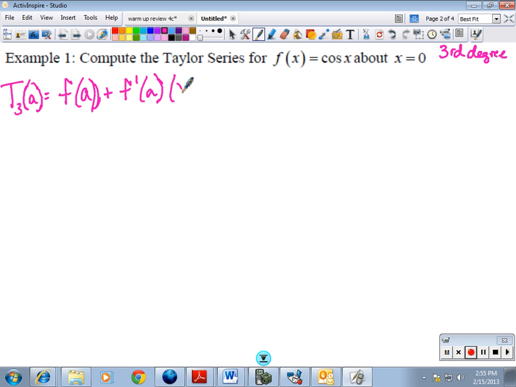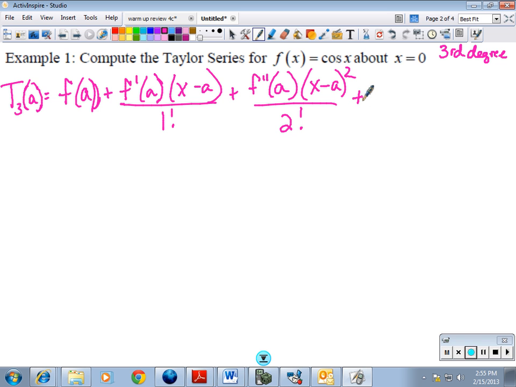F prime of a times x minus a over 1 factorial plus f double prime of a times x minus a squared over 2 factorial plus f triple prime of a times x minus a cubed over 3 factorial. If you wanted to go to the fourth degree, it would be f fourth prime of a times x minus a to the fourth over 4 factorial, and so on and so forth, forever and ever. So the easiest thing I'm going to do is come down here and say that my f of x is cosine of x.